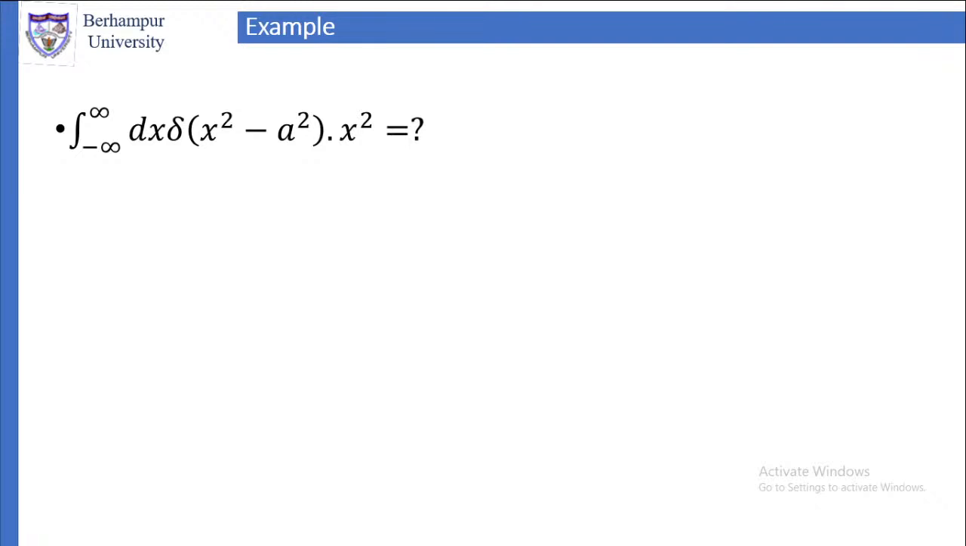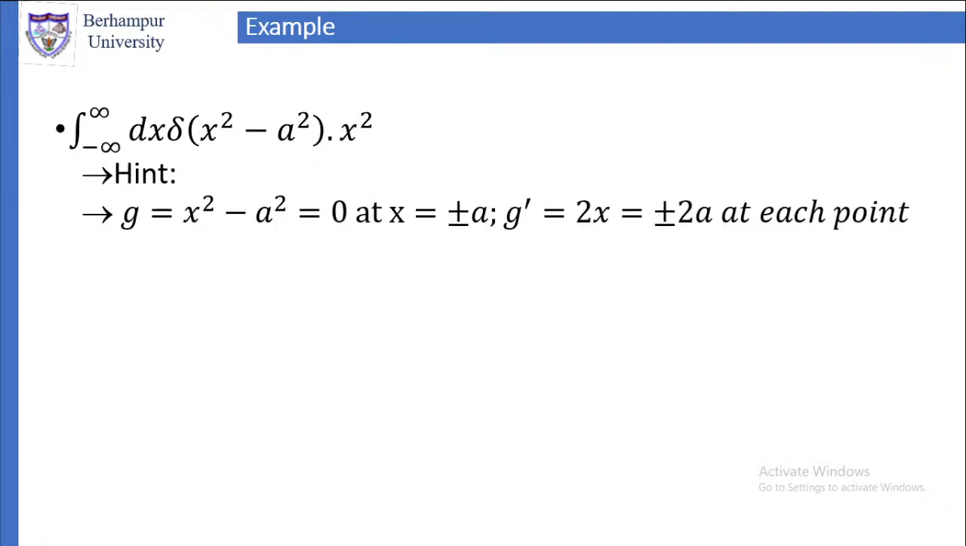Now let us look at another example. This is the integration of dx delta(x² − a²) x². Here f(x) is equal to x² and g(x) is equal to x² − a². So these are the two things. I will give you some hints.